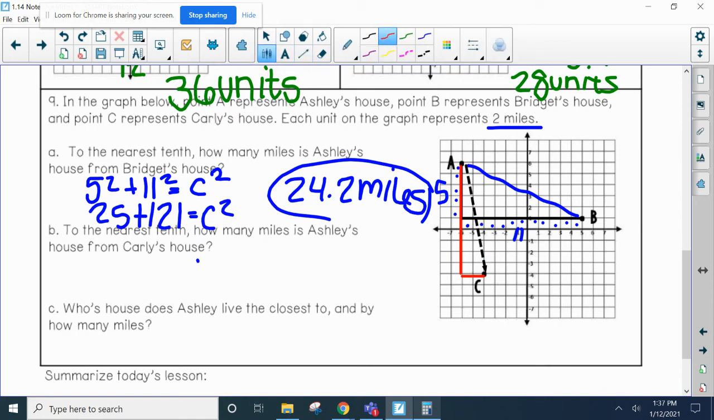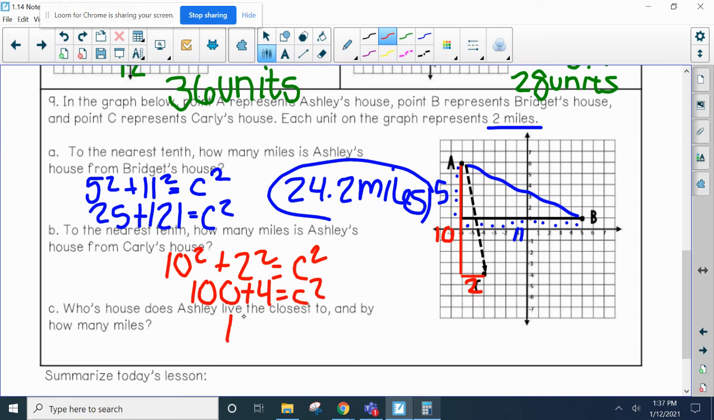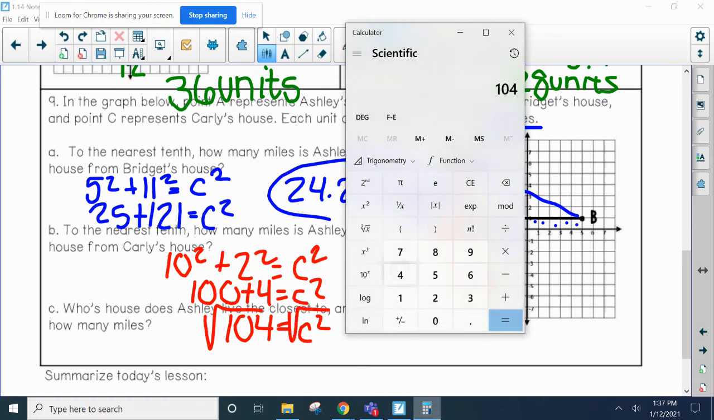All right. And then it's going to be 1, 2, 3, 4, 5, 6, 7, 8, 9, 10 units by 2 units. So 10 squared plus 2 squared equals the distance from Ashley's to Carly's squared. So 100 plus 4 equals that distance squared. 104, again, is our distance squared. So we're going to go ahead and take the square root of both sides. And the square root of 104 is going to give us 10.2.